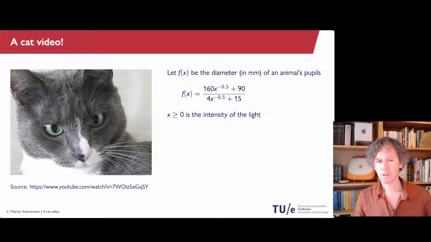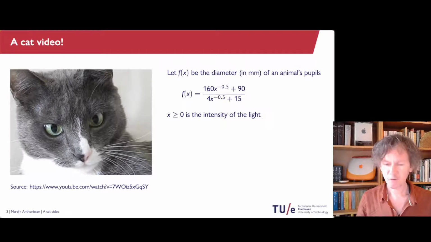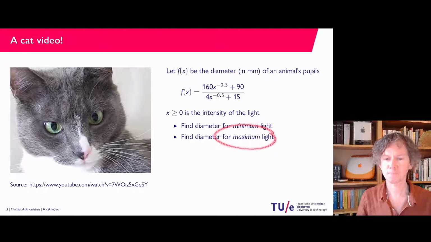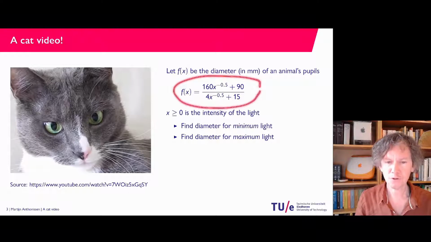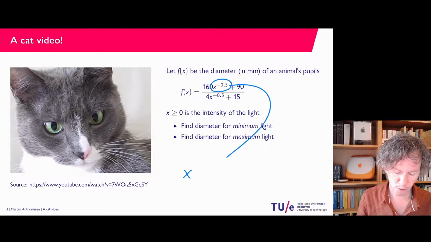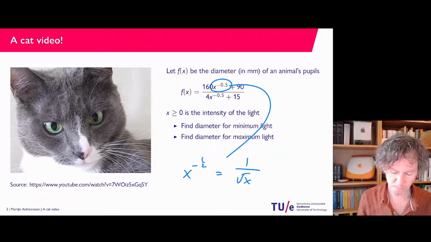Now, what we're interested in is to find the diameter for minimum light. So what is minimum light? Well, it's x going to 0. And for maximum light, that's x going to infinity. Now, if you look at this formula here, then you see that there is an x to the power minus 1/2 in there, and that is also in the denominator, it says x to the power minus 1/2. So that really is 1 over square root of x.